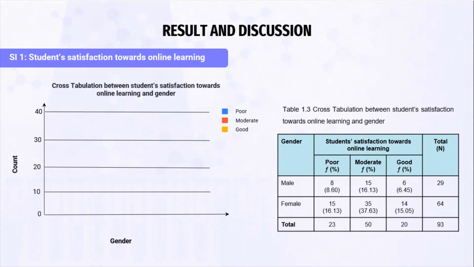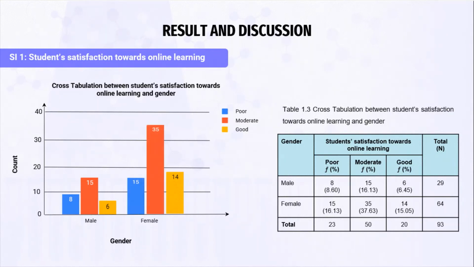The figure shows the cross-tabulation between student satisfaction towards online learning and gender. The majority of male students, which is 15 out of 29 students, are moderately satisfied with online learning, while most of the female students, which is 35 out of 64 students, are also moderately satisfied with online learning.